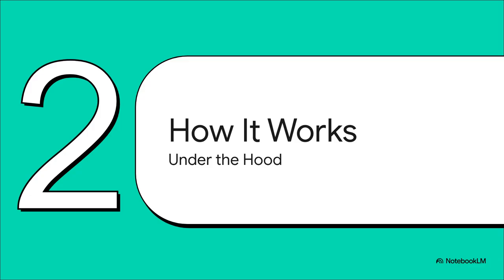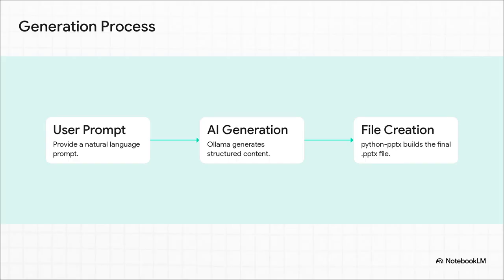Let's take a quick peek under the hood because the process is actually super straightforward, but really effective. It really just boils down to these 3 steps. First, you give it your topic. Simple enough. Second, an open-source AI framework called Llama gets to work, thinking about that topic and generating all the content. You know, the titles, the bullet points, all of it. And finally, a handy Python library takes all that raw content and neatly assembles it into a polished PowerPoint file that you can open right up.